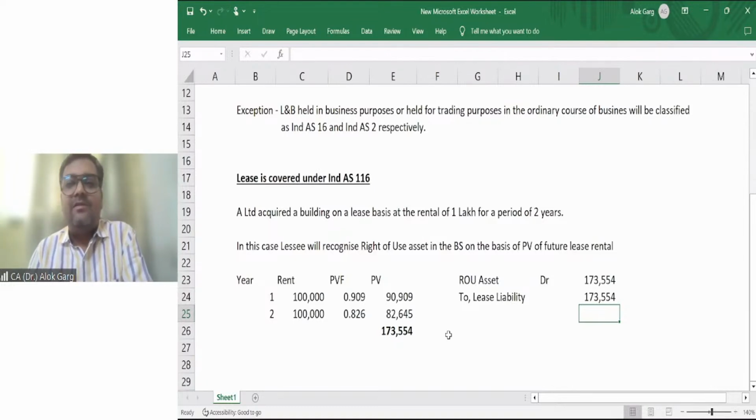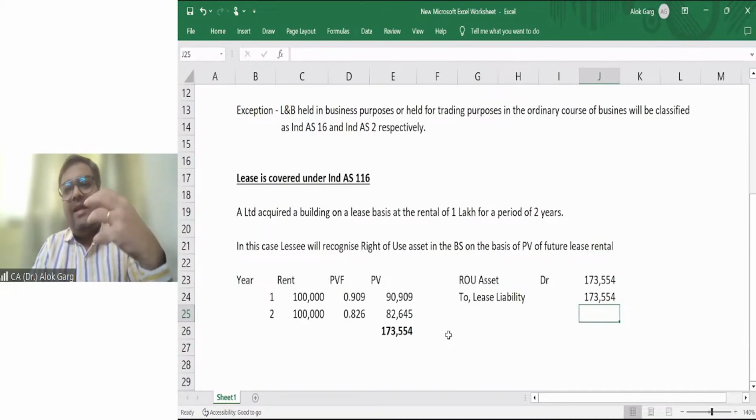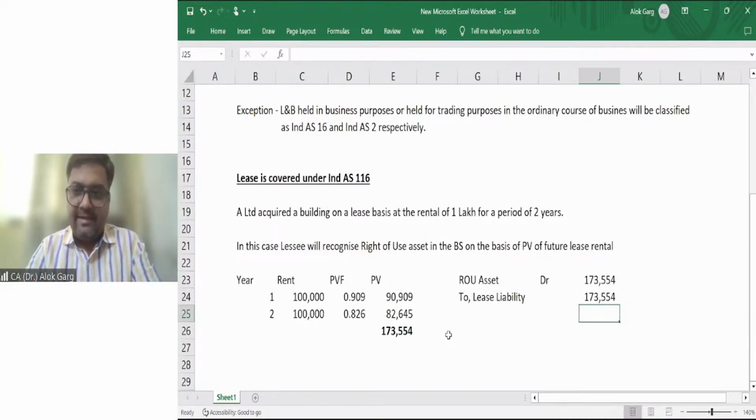Ind AS 116 says that the nature of the ROU will be either property, plant and equipment, or intangible asset, or investment property, depending upon the intent or use of that property. Let's say a lessee has taken a building on a lease basis, and the lessee is subleasing that asset, so the lessee is earning a rental by way of subleasing. In that case, that ROU asset will be classified as an investment property, right?